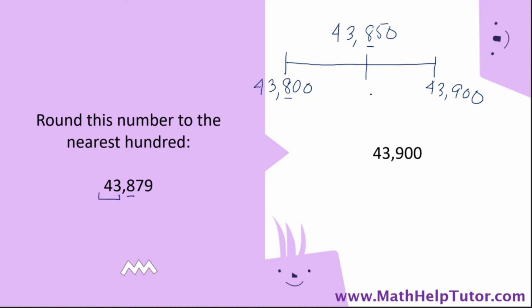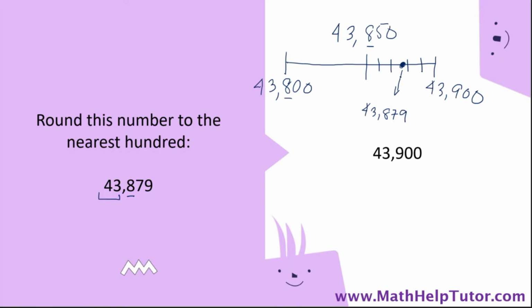Next, we look for our number in this number line. So our number is 43,879. So if we draw increments of 10, this should be 60, 70, 80, 90. So our number is 879. This is 60, 70, and 80. So our number should be between 70 and 80. Should be somewhere here.